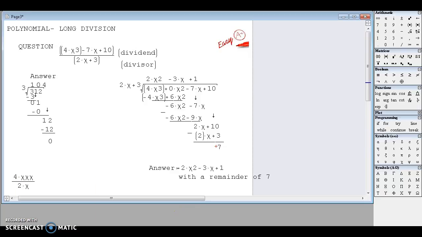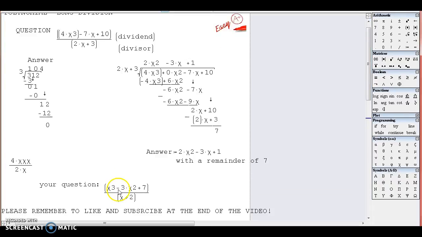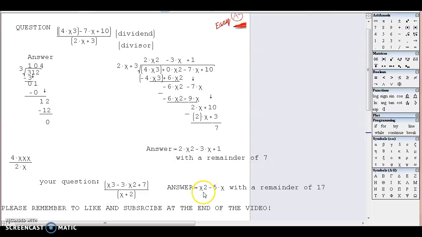Now I will be giving you a question just for you to try on your own, and then I'll be showing you the answer afterwards. Okay, so here is your question. Your question is x cubed minus 3x squared plus 7 all divided by x plus 2. Right? So please pause the video and try that question. Okay, so your answer is x squared minus 5x with a remainder of 17. Did you get that for your answer after calculating this? If not, please just watch the video over again to see how I did the long division, and you can always try again.